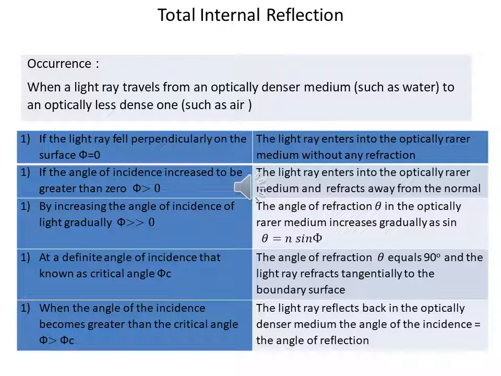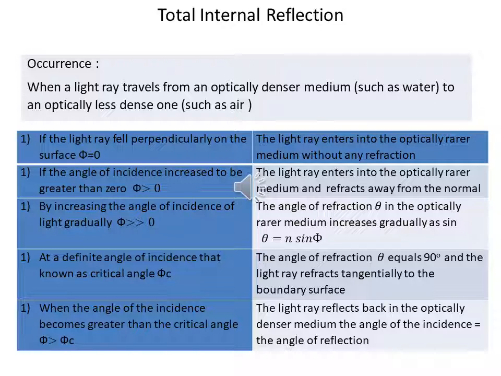Today I talk about total internal reflection. It occurs when a light ray travels from an optically denser medium such as water to an optically less dense medium like air. As we know from the previous lessons, if the light ray falls perpendicularly on the surface, the angle of incidence equals 0, so the light ray enters the optically rarer medium without any refraction.